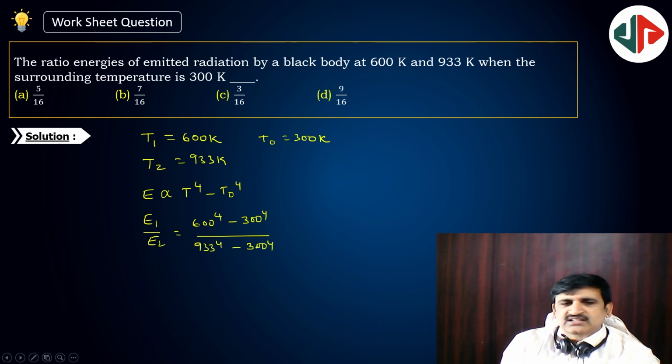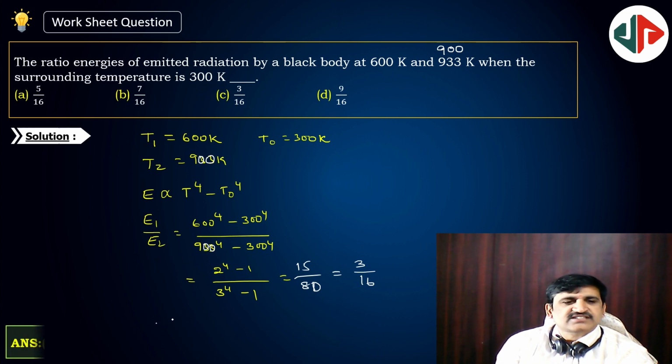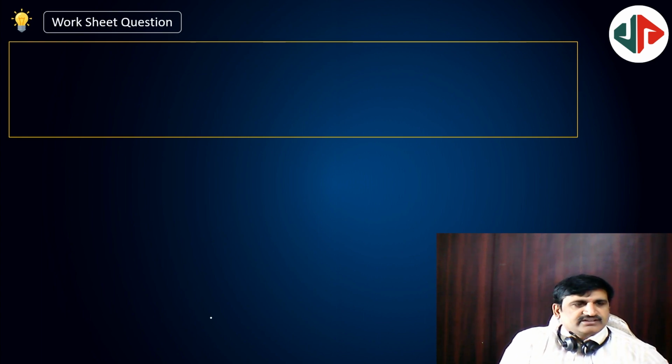So hundreds will go, but this is 933. Will it be 933? Maybe 900, I feel so. Let me take 900 and do. I got a doubt. So here 300 power 4 can be cancelled. So 2 power 4 minus 1 by 3 power 4 minus 1. 15 by 81 minus 1 is 80. That means 5 will go 3 times, 5 will go 16. 3 by 16. Yeah, this is not 933, this is 900 only. Yes, next. Let me mark it, otherwise I'll forget.